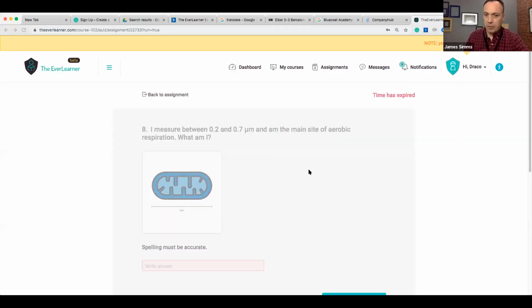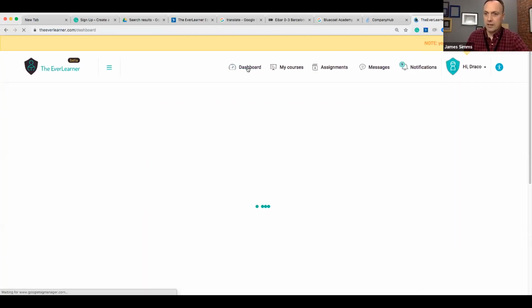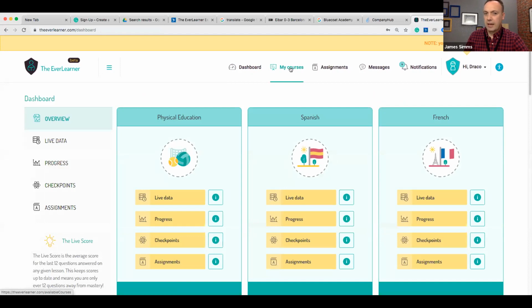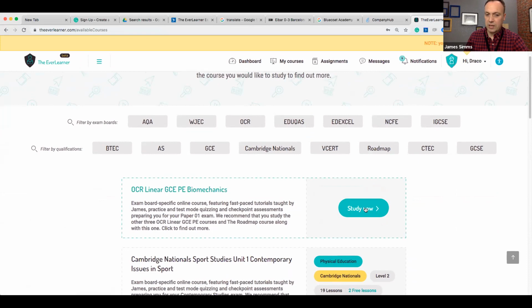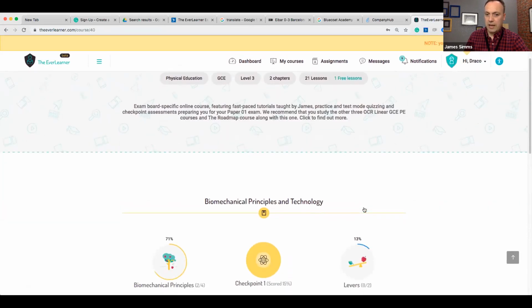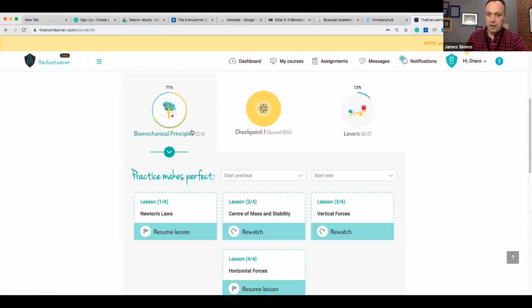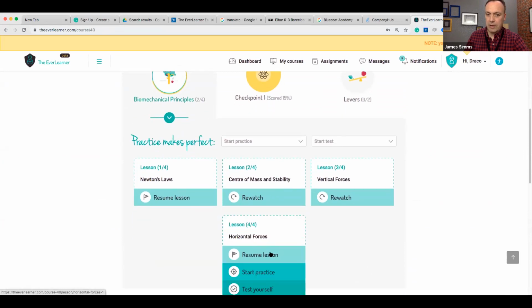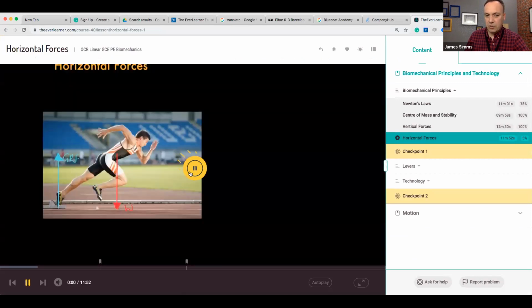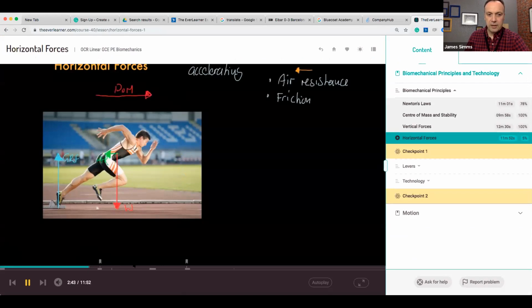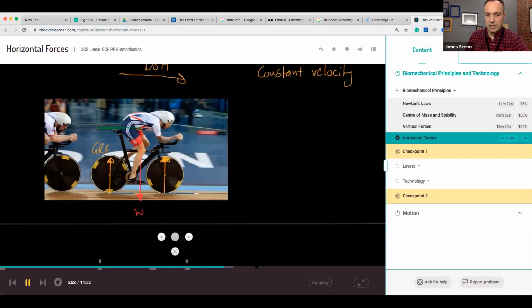The upshot of it, let's be blunt: we own this website here. This is a student logged into this website. Let's choose a PE course here. Students can come to the website and study their learning. For example, this student is going to learn about horizontal forces. They can go into the lesson and be taught. They can study all about horizontal forces here. In this case, this is me teaching this.